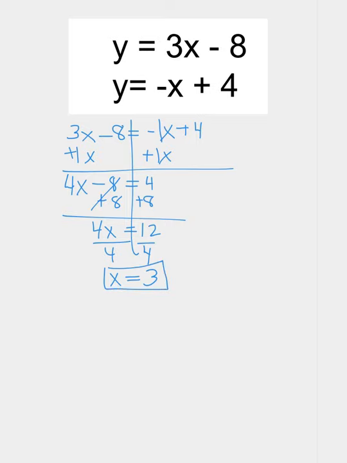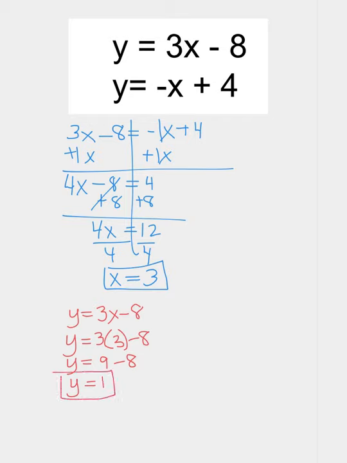I will then take, let's go with this equation, one of the equations from above, y equals 3x minus 8. I will substitute the x value in for the x here. So 3 times 3 minus 8, y equals 9 minus 8, y equals 1. So now I have my x coordinate, my y coordinate, put it together to find the solution, and the solution for this system of equations is 3, 1.